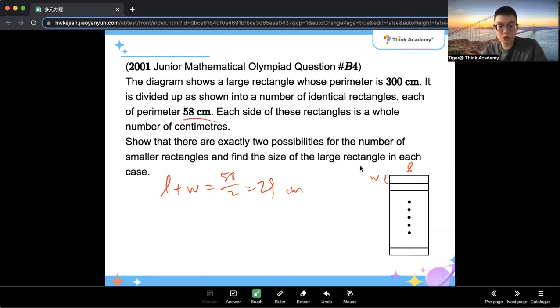And for the large rectangle, this is definitely a multiple of the width, right? Because it's a number of the small rectangles stacked up. So you can give it a parameter, say it's n. So we have nW. And that's equal to 300 centimeters divided by 2, which is 150 centimeters. Is that making sense?